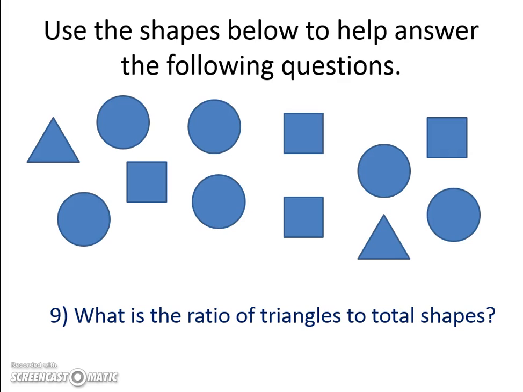Last one. Pause the video and write the ratio of triangles to total shapes in simplest form. Okay, let's check your work. There are 2 triangles and a total of 12 shapes. So my ratio of triangles to total shapes is 2 to 12, or after you simplify, 1 to 6.